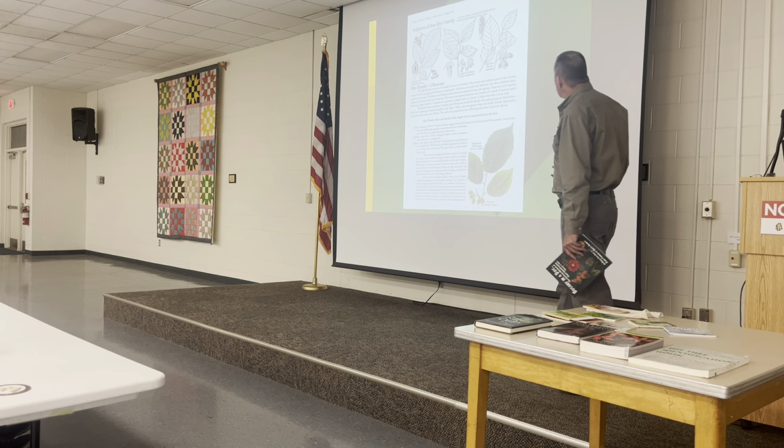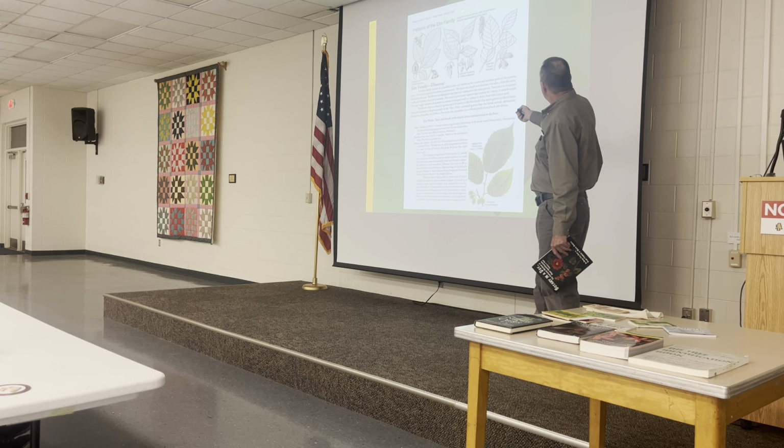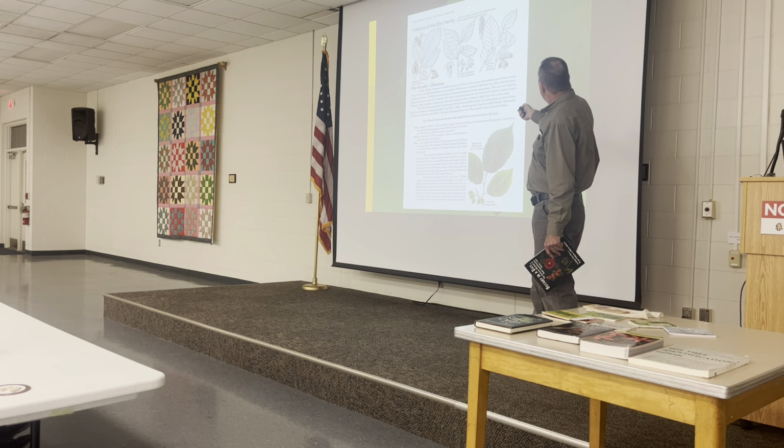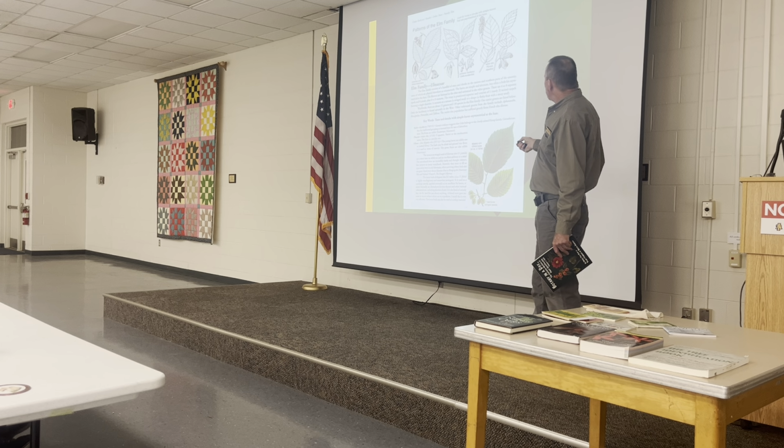So here's the elm family, and right here it says, look for trees and shrubs that have asymmetrical leaf bases. So notice how the leaf base on one side is acute and one side is obtuse. So everything in this family is like that. The leaves are asymmetrical. So that's part of the elm family.